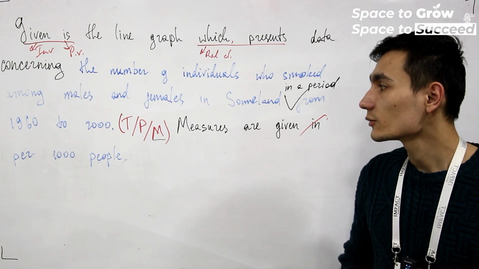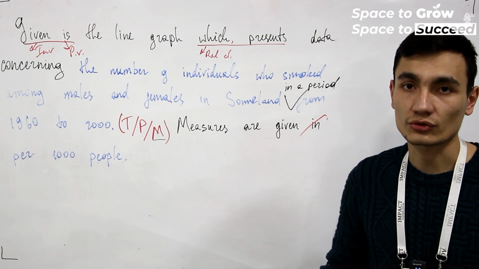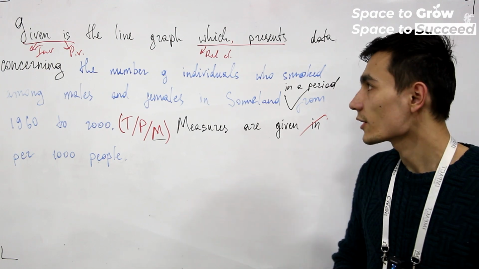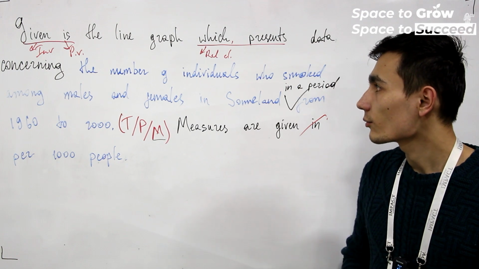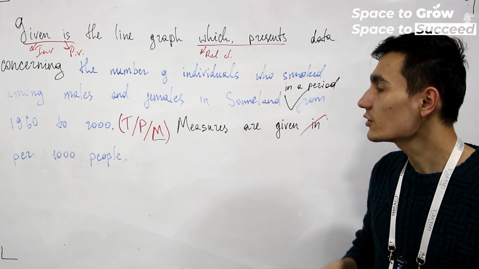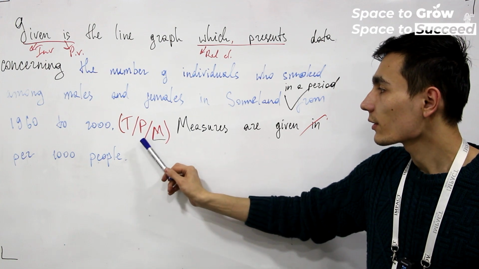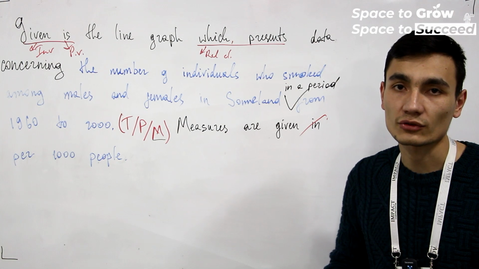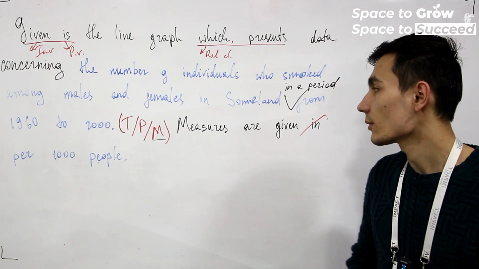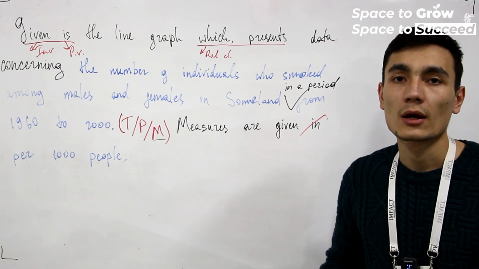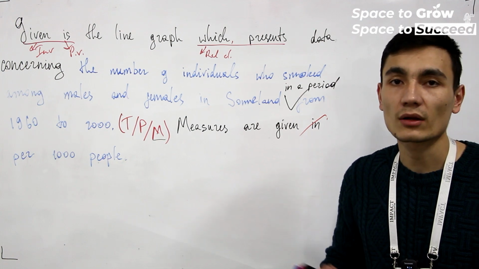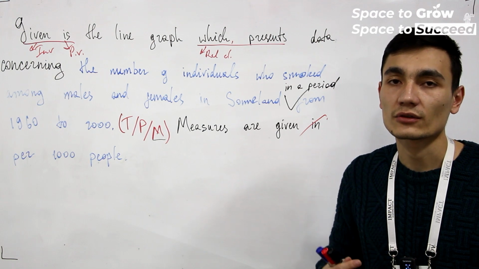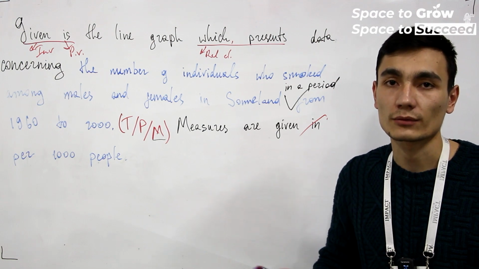And as you see, this was the end of our introduction structure. The introduction consists of 2 sentences. It paraphrases the topic, mainly gives information about the topic in addition to the time, place, and measurement. The last sentence was measures are given per 1,000 people, or in other cases, it can be measures are given in millions of tons, measures are given in millions of people, maybe dollars if it's the amount of money that we're talking about.